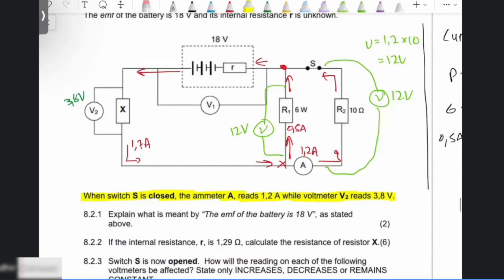So question here, it says explain what is meant by the term the EMF of the battery is 18 volts. So EMF of the battery being 18 volts means that the battery has an output of 18 joules per coulomb. It has a maximum output of 18 joules per coulomb. That's what it means.